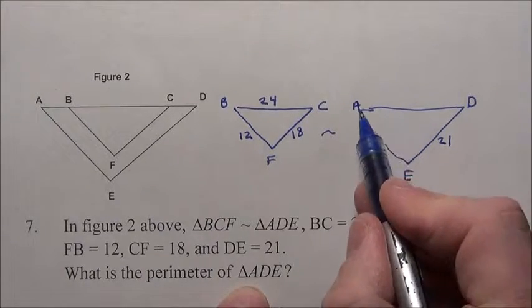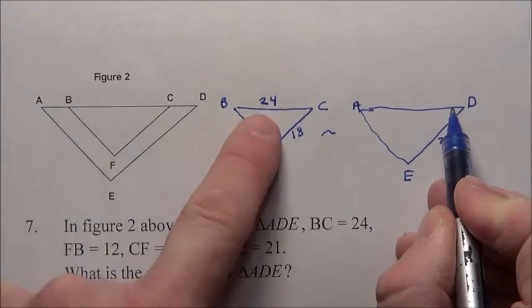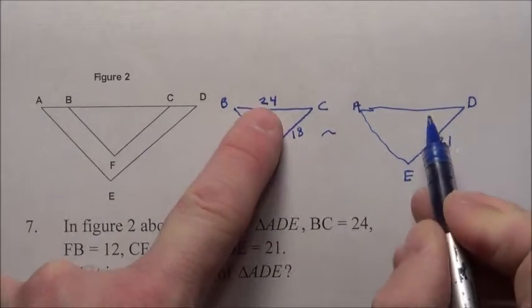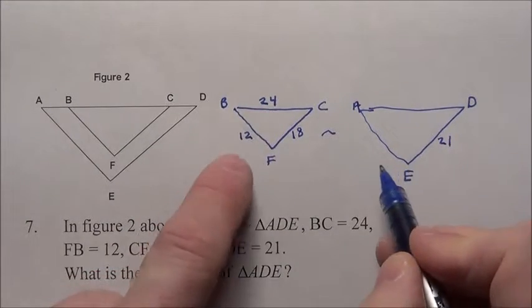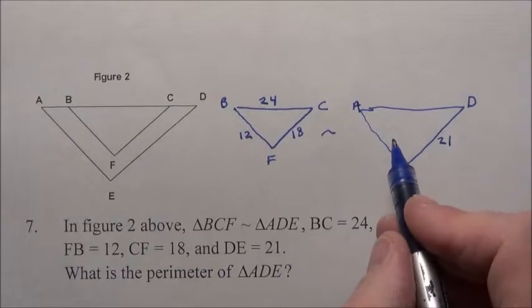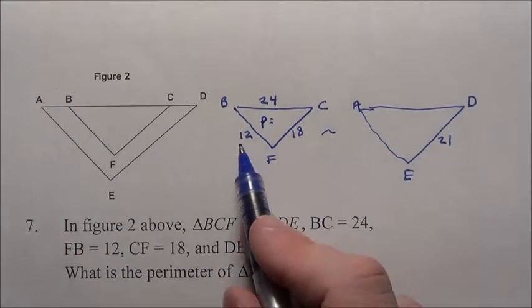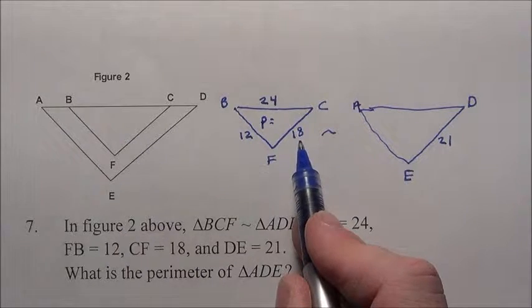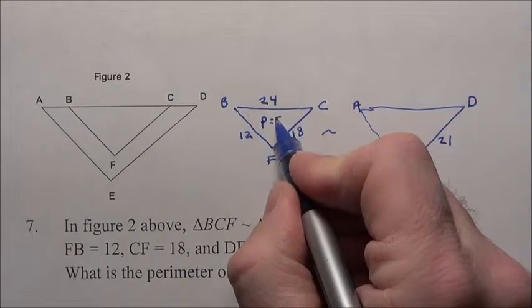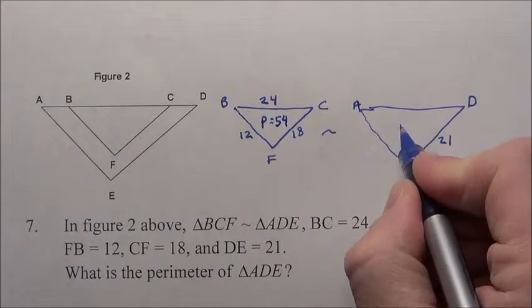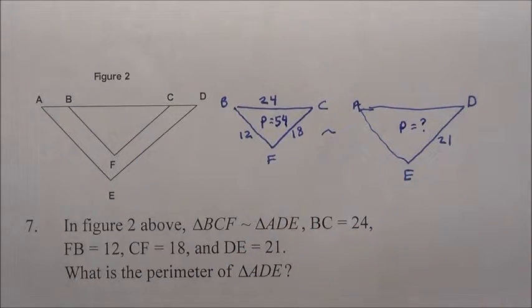Well, we could come in here and figure out what this leg is, since we could set up, 18 is to 21 as 24 is to whatever that is, and then do this leg. But we don't need to do that. We already know the perimeter of this triangle. We can simply add up. 12 and 18 is, what, 30? 30 plus 24 is 54. This guy's 54, and we're trying to figure this guy's perimeter out.